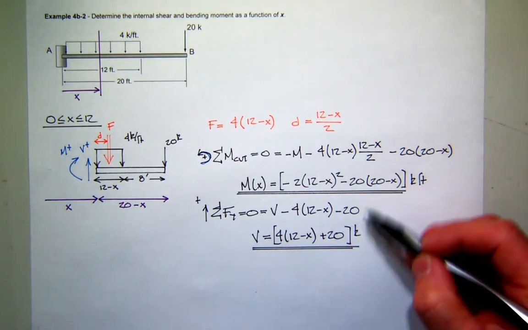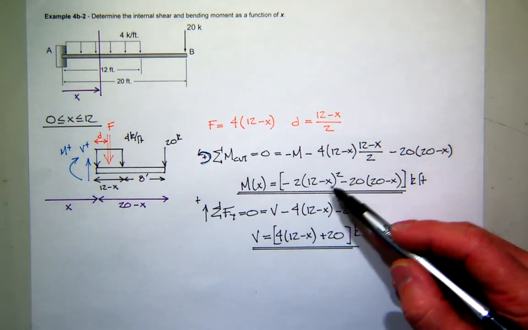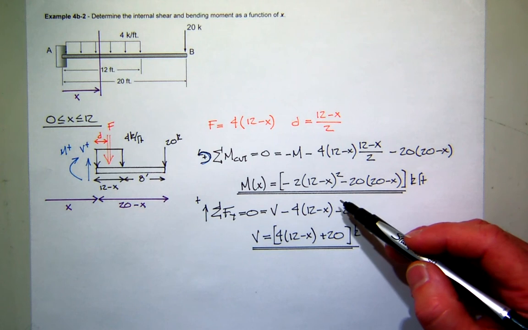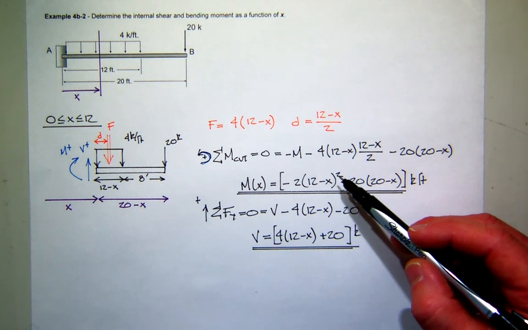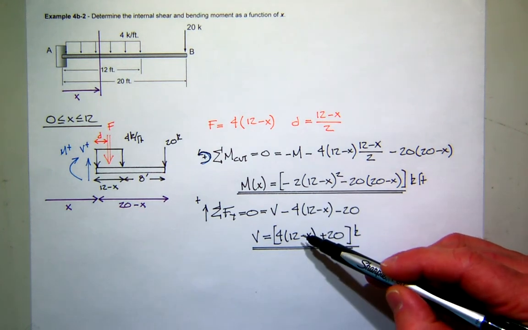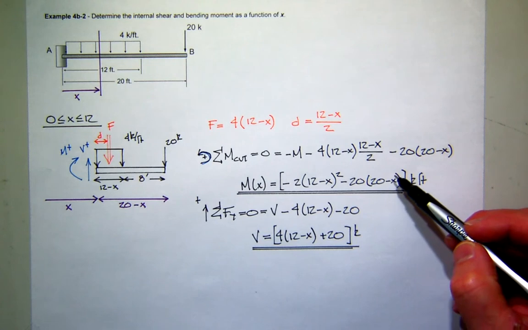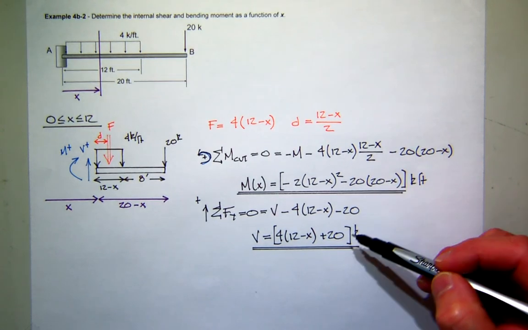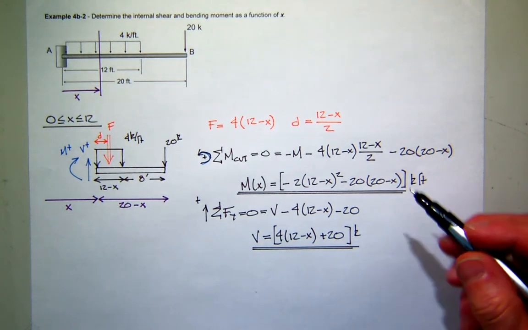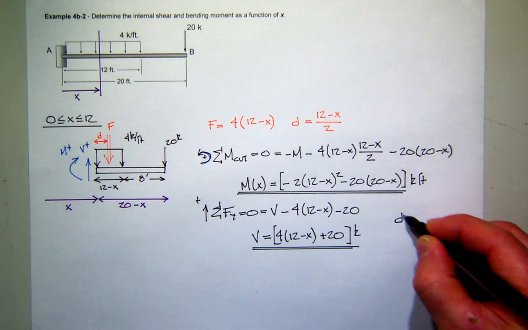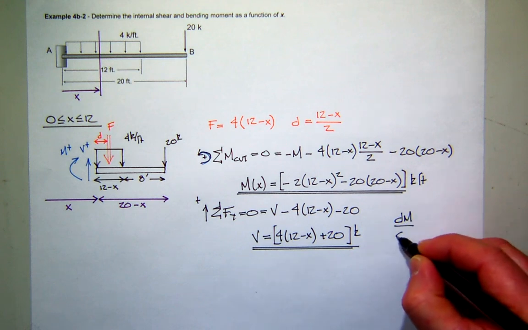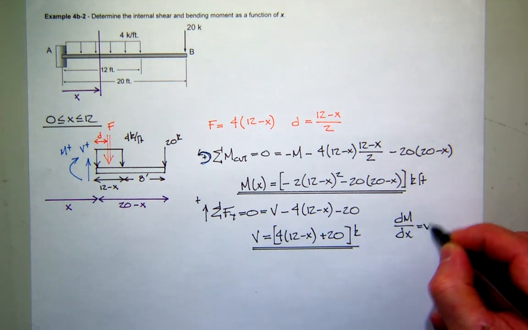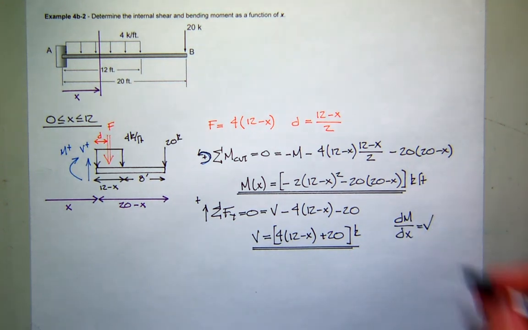Makes it a little more problematic to do the derivative, but you still can do it. And the derivative of this is that term. And believe it or not, the derivative of this is 20, so it matches. So far, the derivative of my moment is equal to the shear force, so it looks like I'm okay.